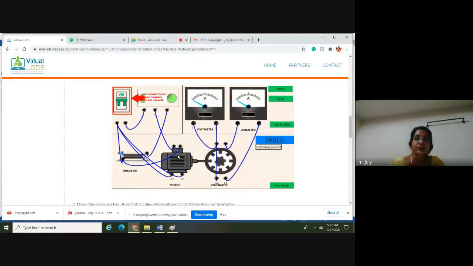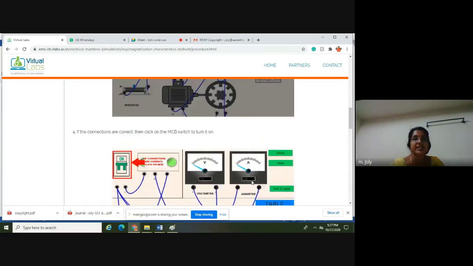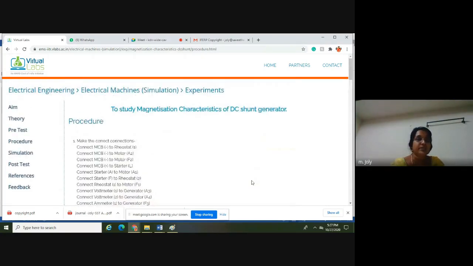So then what you have to do? You have to vary this rheostat and you have to add to table, and this voltage and current will be displayed. Last you have to plot the graph. So one by one we will be seeing. So these are the procedure. Understood? Now shall we go to the simulation? Yes or no?